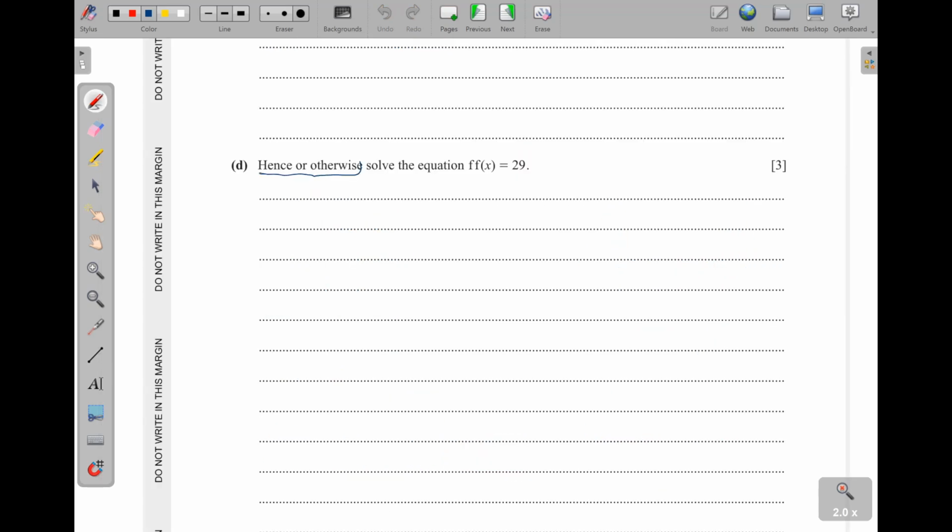Part D, hence or otherwise, solve this equation here. First of all, we have our f of x here. This is a composite function. Put f into the f. Okay, f of x is 3 into (x minus 2) squared, then plus 2. I'm going to take this completed square form. Now meaning f of x, it is going to be 3. Where there is x, we put f of x. Then there is a minus 2 here, then square, then plus 2.